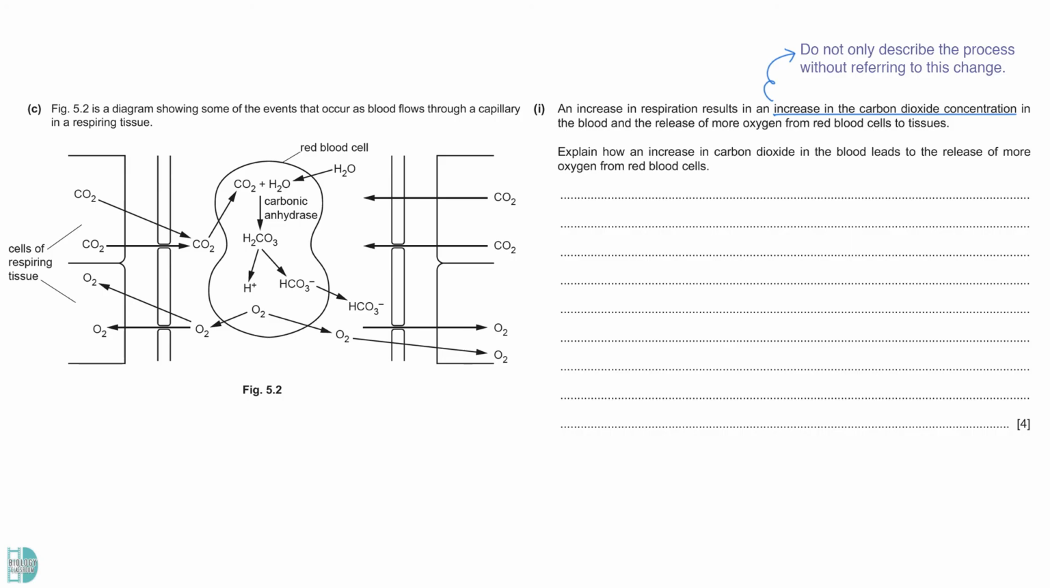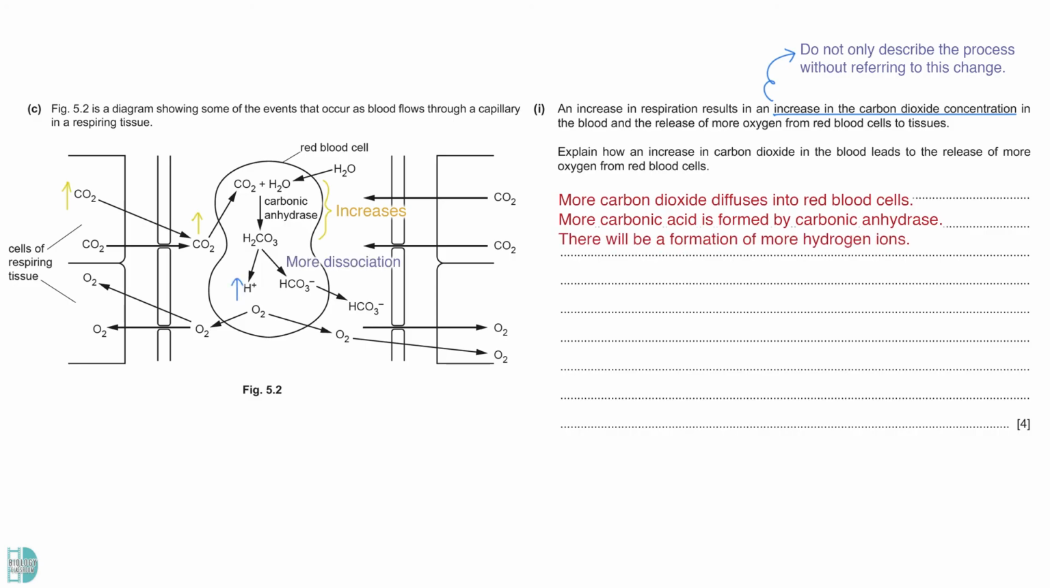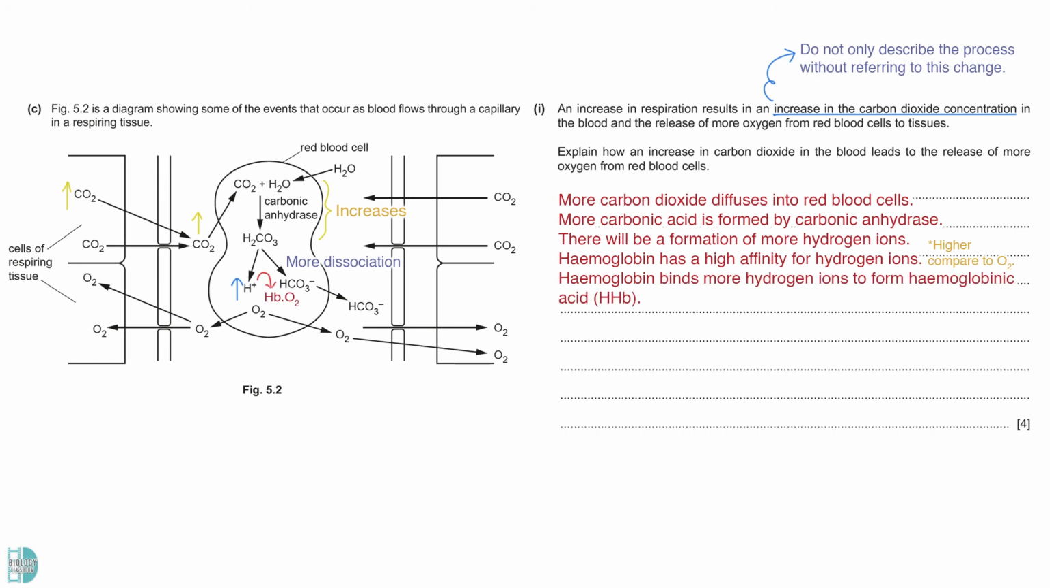A higher partial pressure of carbon dioxide leads to more carbon dioxide diffusing into red blood cells. An enzyme in red blood cells called carbonic anhydrase catalyzes the formation of more carbonic acid. It will then dissociate to form more hydrogen ions. Hemoglobin has a higher affinity for hydrogen ions compared to oxygen, so it will bind with more hydrogen ions to form hemoglobinic acid. This decreases the affinity of hemoglobin for oxygen, leading to the release of more oxygen.